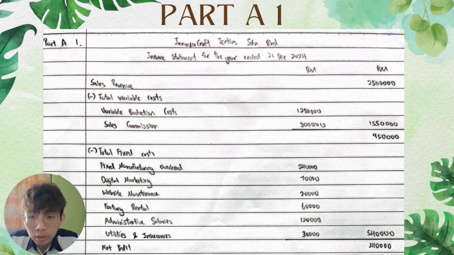Then after that, we need to also minus the total fixed cost, which includes fixed manufacturing overhead, digital marketing, website maintenance, factory rental, administrative salaries, and utilities and insurance. So the total fixed cost is 540,000. Then the net profit for Innova Craft Textiles Sdn Berhad is 410,000.